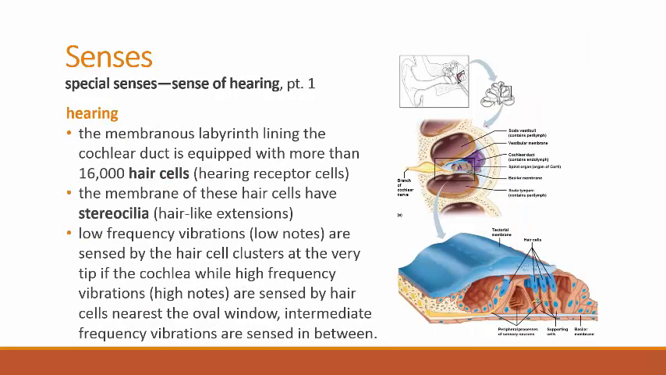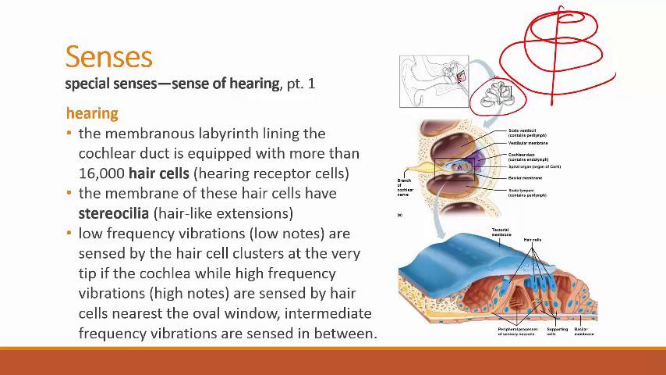Okay, so let's talk first about hearing. So the membranous labyrinth that lines the cochlea. So we're looking at this spirally shaped thing here. And if we take that spiral and slice it like this, then we can open that up now. We can see how this spirals up to here, up to here, up to here, up to here.